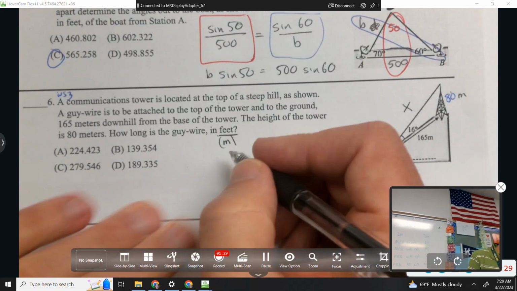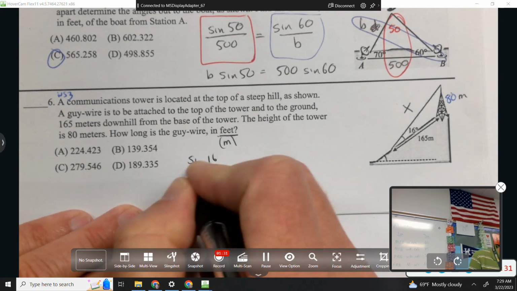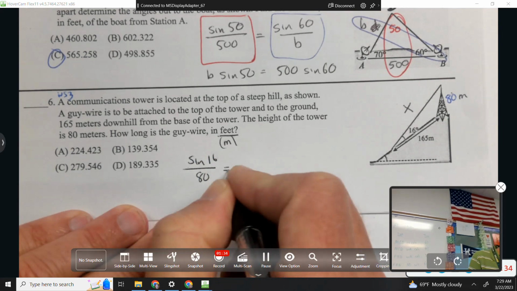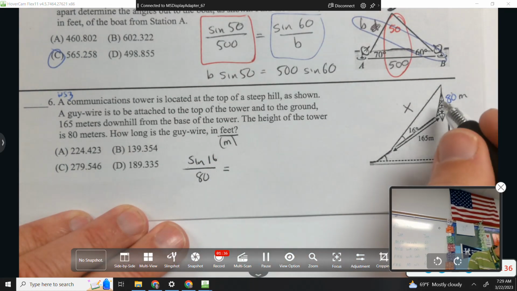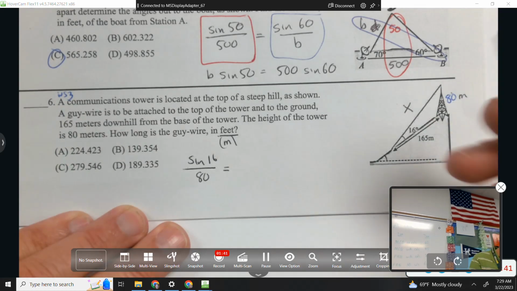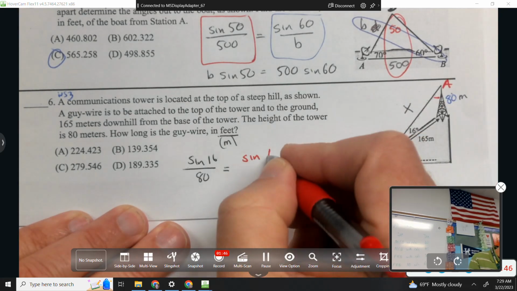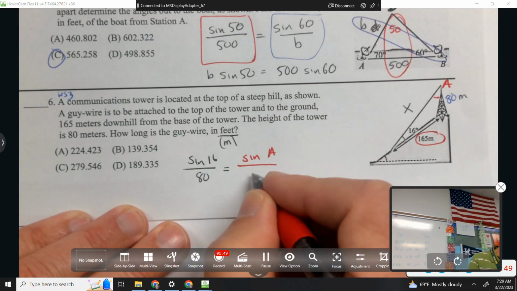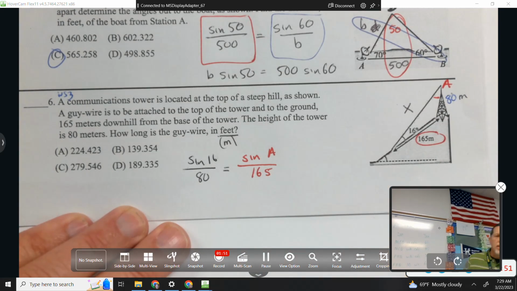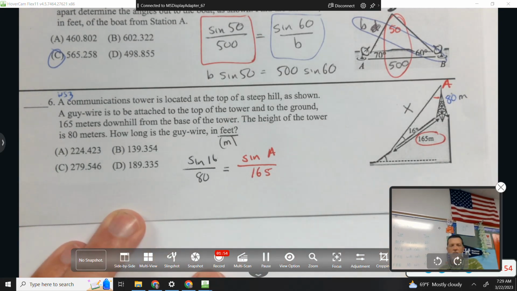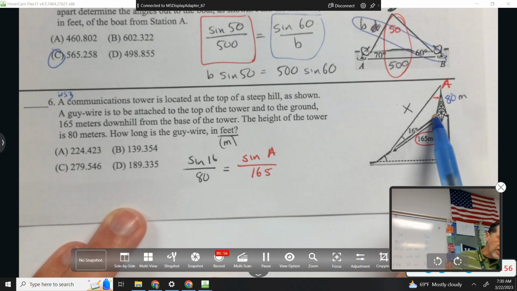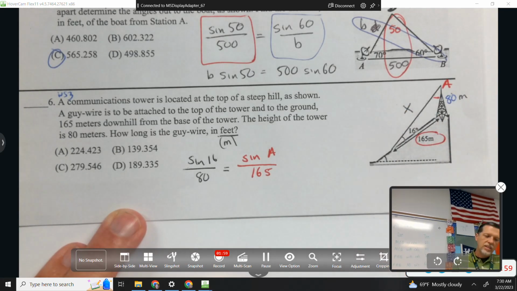Yeah, I've got 2, so I know I can do law of sines. Sine of 16 over 80 equals, we'll have to do the one that pairs with 165. Sine of, let's call it A, over 165. So that'll get me angle A, and then I can find this angle, and then I can find X. And I don't know if there's a quicker, easier, better way to do that.